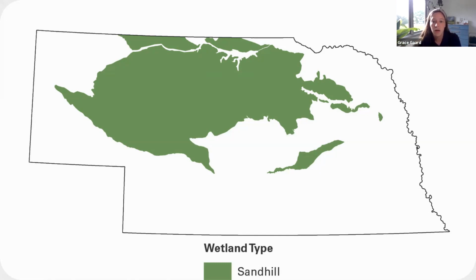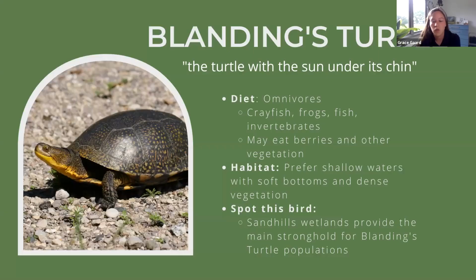They're very unique. Most of them will have a sandy bottom, and that determines some of the species you might find there. One of the first species to talk about is the Blanding's turtle, and they're a really cool turtle species. A lot of their populations are declining across the Midwest, except for in the Sandhill Wetlands.